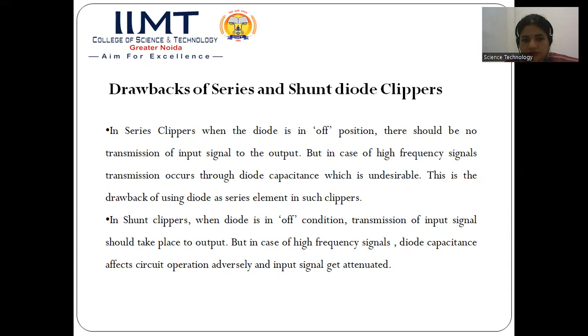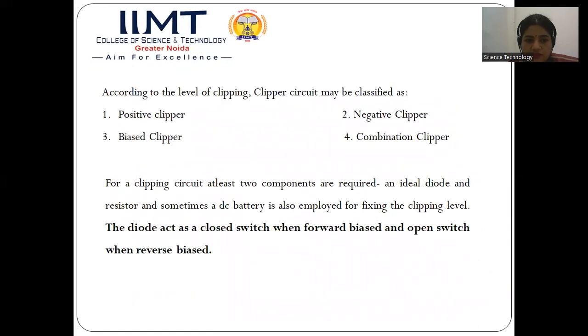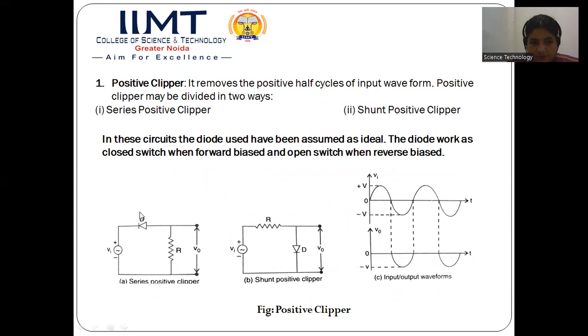In the series clipper, whenever the diode is in the off position, like whenever it is not conducting, you can imagine, if we have a positive clipper, I can show you. Now, if this is not conducting, if this is off, then there should be no output voltage, because this diode will now be an open circuit. All the voltage will appear across this diode, and there will be no voltage across the resistance R. So there should be no output voltage.